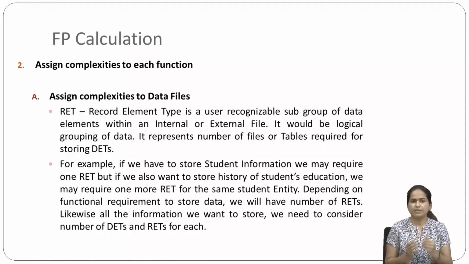For example, to understand this, let us say that if we have to store information of a student, we may require one RET, but if we also want to store the history of the student's education, we may require more than one RET. The entity is the same, the student is the same, but if we want to store the information of the student as well as the history of the education of the student, then you require 2 RETs. Depending on the functional requirement to store data, we have a number of RETs.